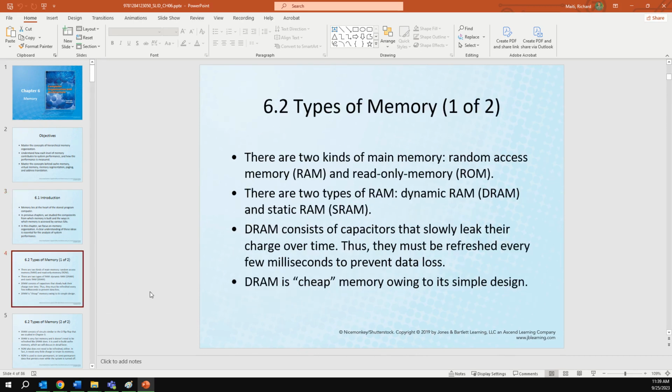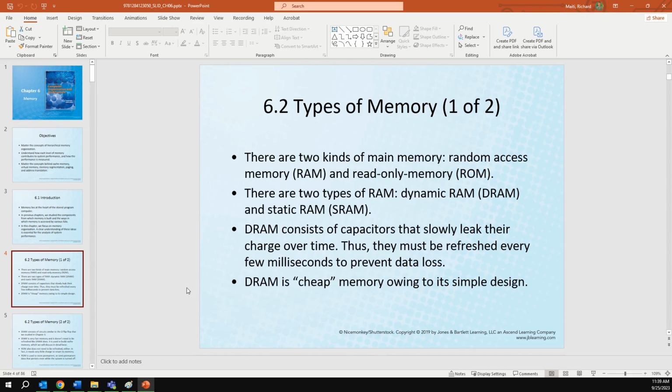So there are two kinds of main memory. You've got RAM and ROM. One is random access memory. The other is read-only memory. And within RAM, there are two types of RAM. You've got dynamic random access memory, and you've got static random access memory.